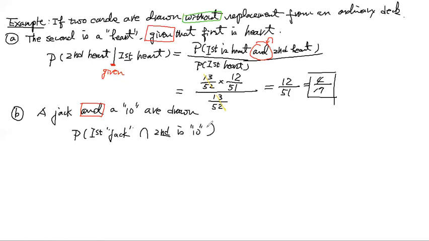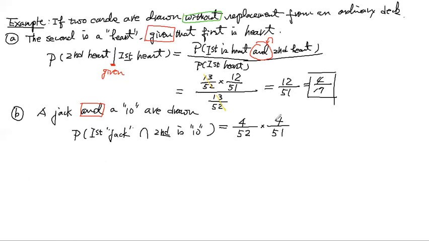Now let's see how we do it. If the first one is a jack, because I said "and," you do the multiplication rule. So the first is a jack: we have 4 jacks out of the 52. After you take 1 jack, you only have 51 cards left. Then the second one has to be a 10, so you have 4 tens left.